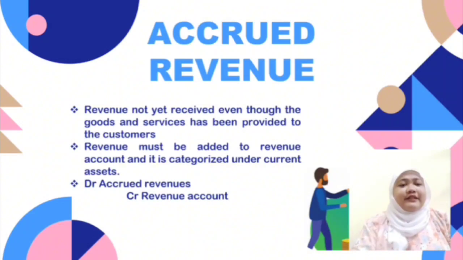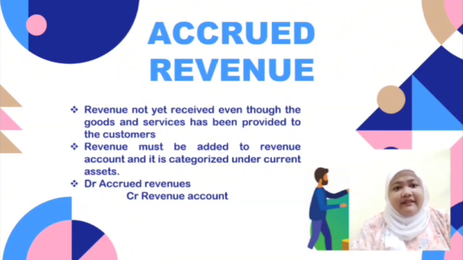Okay. Accrued revenue. What is accrued revenue? Accrued revenue is revenue that we have not yet received, but we have provided the goods or services to our customer. This accrued revenue must be added in the revenue account and it is categorized under current asset. In our journal, we will debit accrued revenue and credit revenue account.